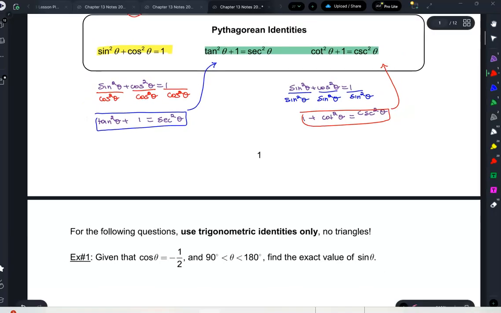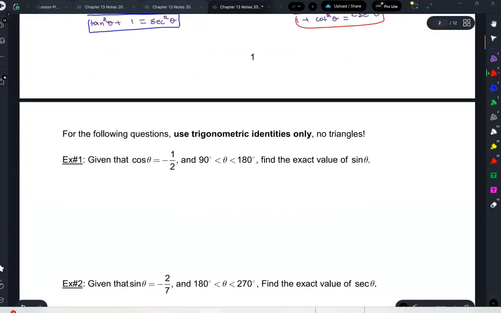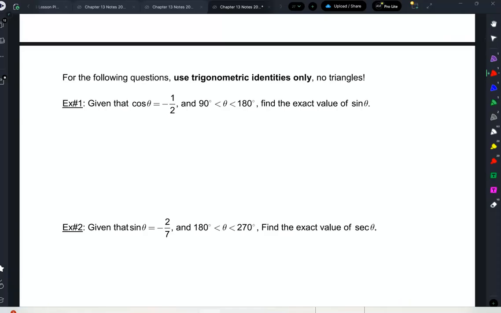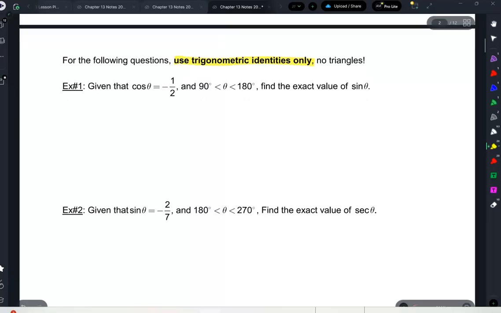Okay, now, so we have solved a problem like this before, right? Given cosine theta is equal to -1/2, find the exact value of sine of theta. So we did this before. What we would do is we would draw a triangle, find the missing side, and then find all these other angles. Great. In this chapter, we're learning about identities. So we're going to do these using trigonometric identities only, no triangles. Okay? All right. So take a look at what we have here.